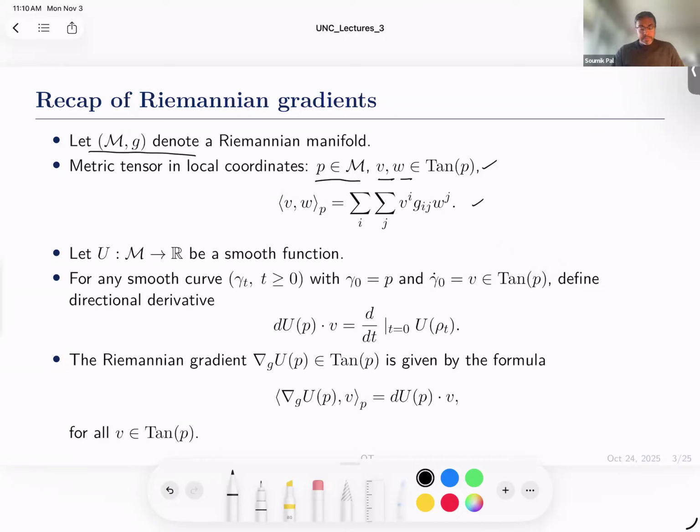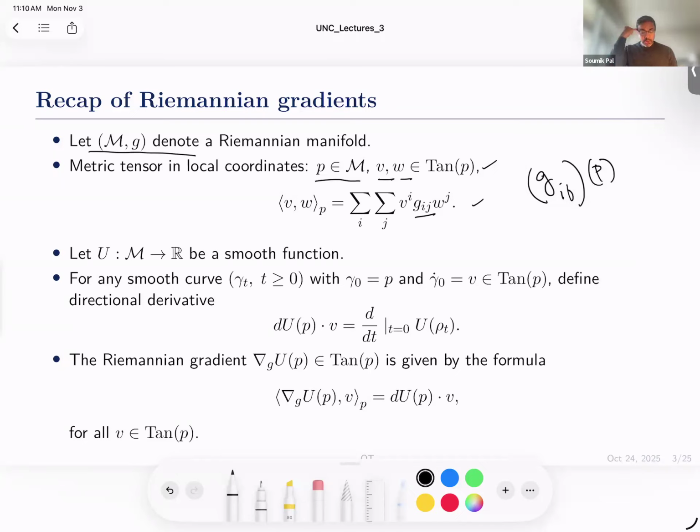Okay, so I have this in Euclidean coordinates. If I have a coordinate chart, then I have a matrix G_ij. This is a matrix that depends on P. And so now I can write my inner product of V and W as the double sum of V_i G_ij W_j.